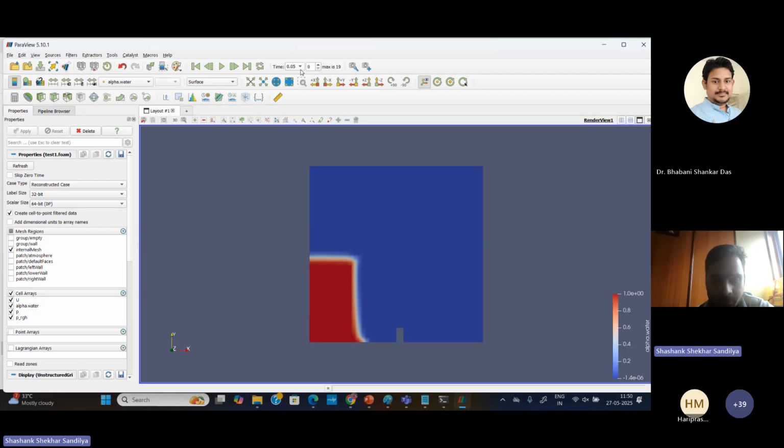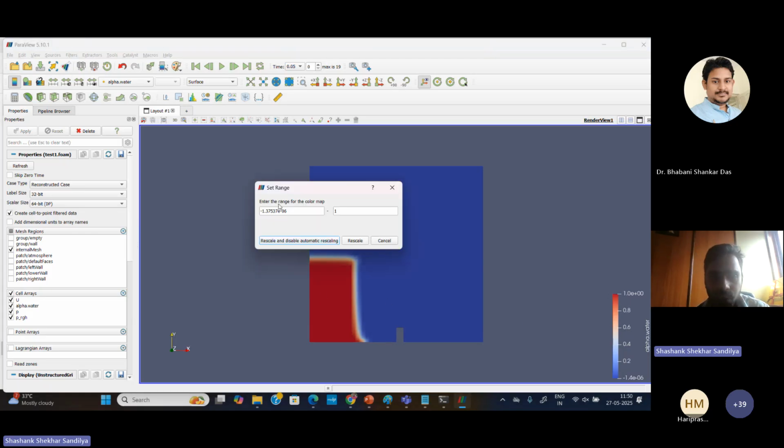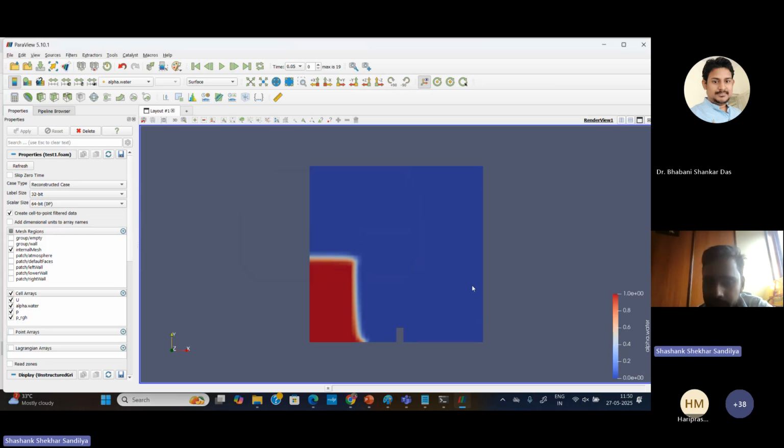Actually at 0 it is not available, so it is at 0.005, 0.05. Here the red color shows, in the legend which we may change from 0 to 1, that it is water. The blue color shows that it is air everywhere initially. And here from red to blue, it shows that both phases are present in these cells. To accurately capture that, we'll see.